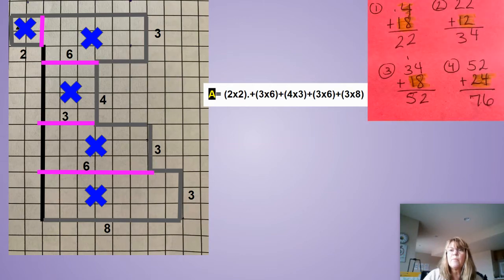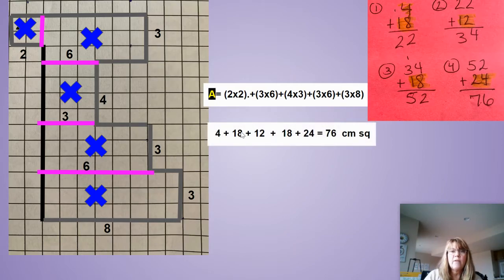On my scrap paper, I'm going to add it. So I'm doing 4 and 18 are the first two. Then I get 22, and I'm going to add 12 to that. Put the answer there. Then I'm going to add 18 to that. And then I'm going to add 24 to that. So if I have 4, 18, 12, 18, and 24, I should have come up with 76 centimeters squared.